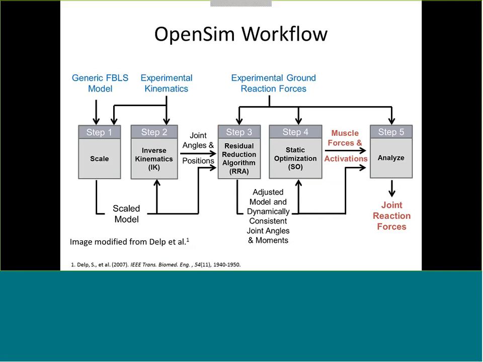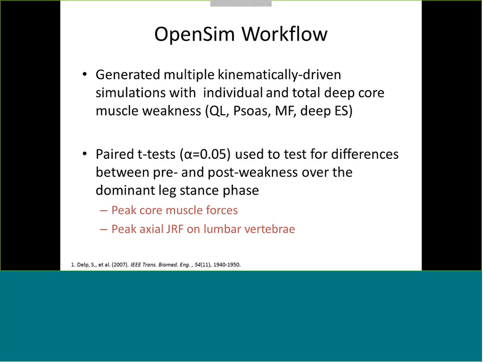Next, we use static optimization to resolve those net joint moments into individual muscle forces and activations at each instant in time. And then lastly, we use the Analyze tool in OpenSim, specifically the joint reaction analysis, to estimate the joint reaction forces on different segments or bodies in the model.